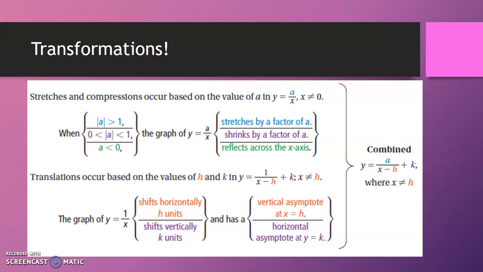Now translation is all based on these two new values that they call h and k. And h is going to be on the bottom portion of the fraction with the x, and it's either going to be added or subtracted. And k is going to be on the outside of the fraction on the end, and that's also going to be added or subtracted.